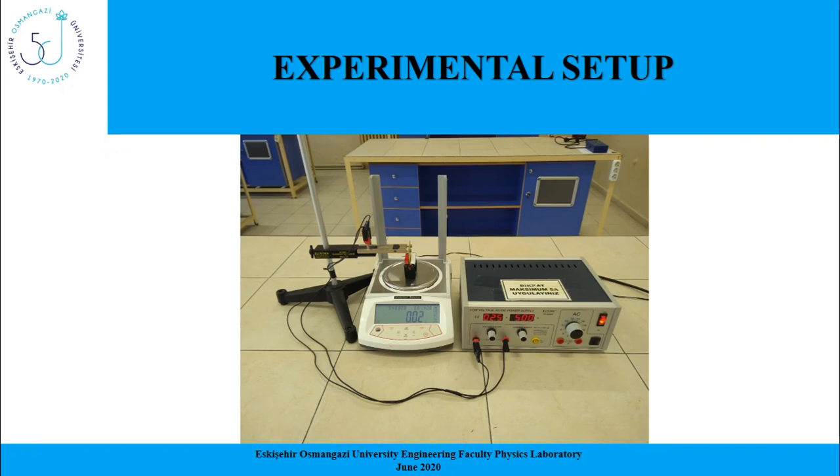We have an experimental setup like this. We have a DC power supply on the right side. We have a scale. We have magnets, which is we have 6 magnets which are in the magnet holder, and we have a current circuits carrying apparatus here and some connection cables.